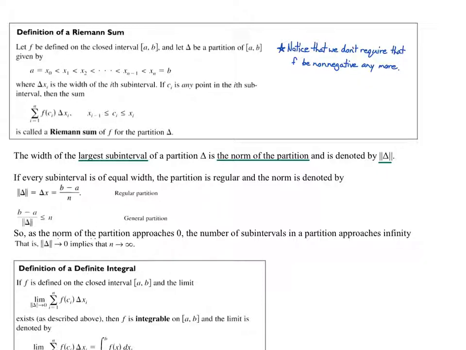Now it says here, the width of the largest subinterval of a partition delta is the norm of the partition, and it's denoted by this magnitude of delta. That double vertical line stands for magnitude. Remember from vectors, we had that notation. Magnitude of delta, and delta was our partition. If every subinterval is equal width, the partition is regular, and the norm is b minus a over n. That's what we were using.